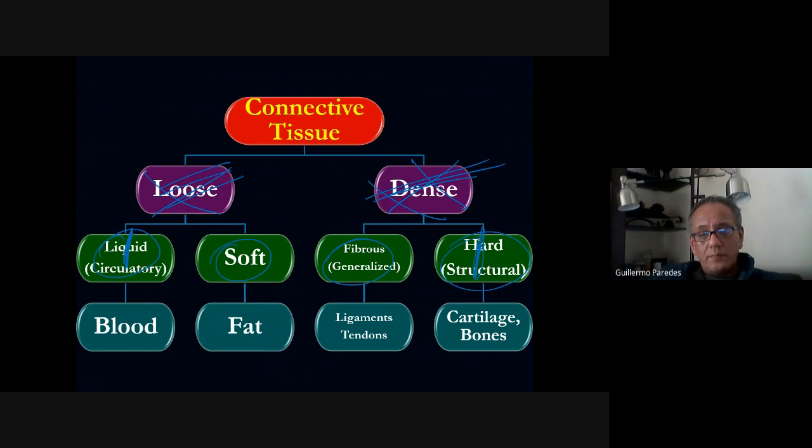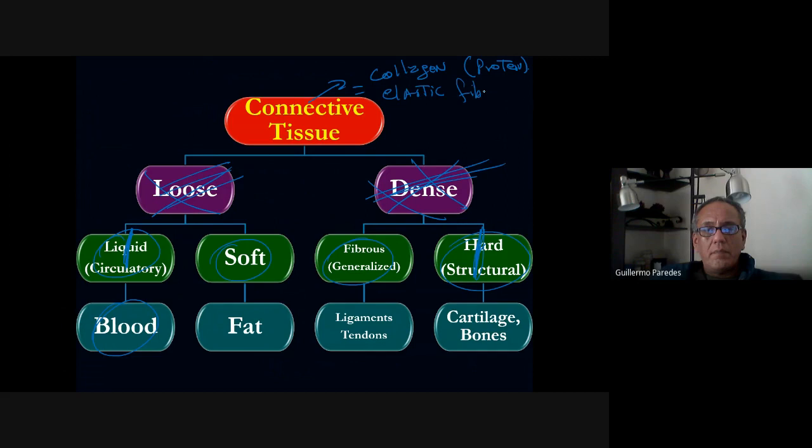Blood is, what is the function of the connective tissue? To connect. So they are going to connect the cells. The cells are not floating in the air. They need to be connected. So that connection is going to be basically by collagen. Collagen, that is a protein. And by elastic fibers.